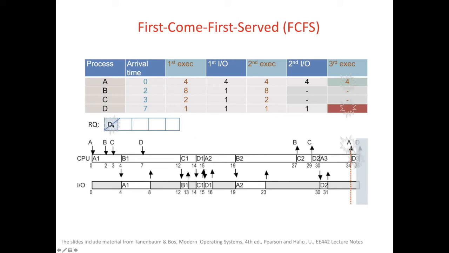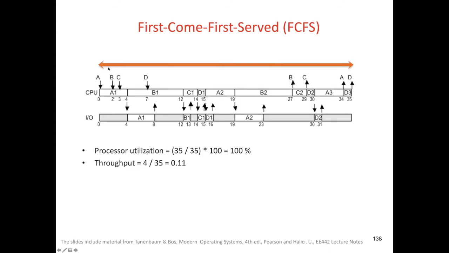D is the only one in the ready queue, so it is chosen for execution. This is the third execution of process D. At time 35, D completes its third execution and D terminates, it leaves the system. The total time required for all the processes to complete their operations is 35 units of time.